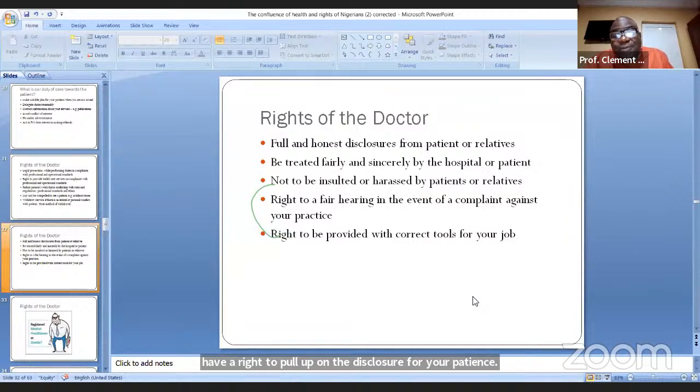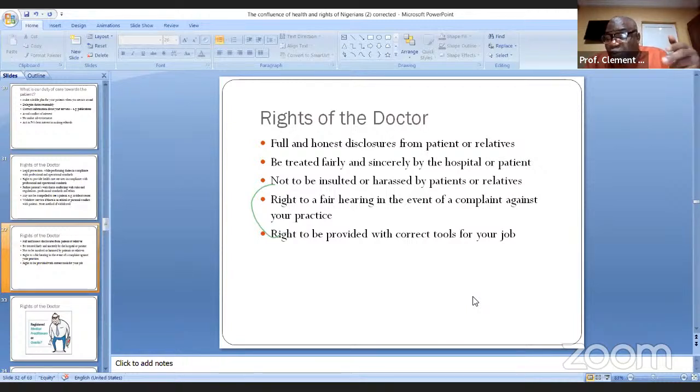You have a right to be treated fairly and sincerely by the hospital or your patient. As a doctor, you have a right not to be insulted or harassed by patients or their relatives. You have a right to a fair hearing in the event of a complaint against you. Assuming they go to report you to your chief medical director, he cannot just suspend you without even hearing from you. Even God himself was the one that instituted the principle of fair hearing in the Garden of Eden.